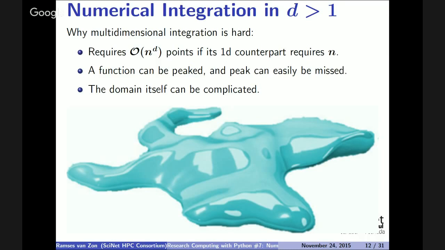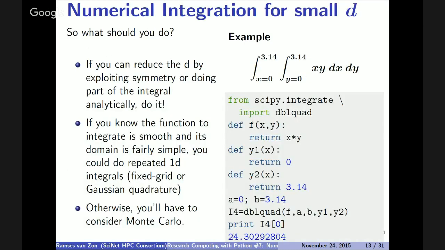And then finally, the domain itself can be very complicated. So that's what this blob is supposed to show. This might be the area of integration, right? So in one dimension, all your domains of integration are between A and B, or maybe a couple of intervals that are AB and AB and AB. Here I have to describe what the boundary is of my domain. So that's an additional complication that you just don't have in one dimension. It's either an interval or it's nothing. Here it's some shape. So that makes higher dimensions harder.